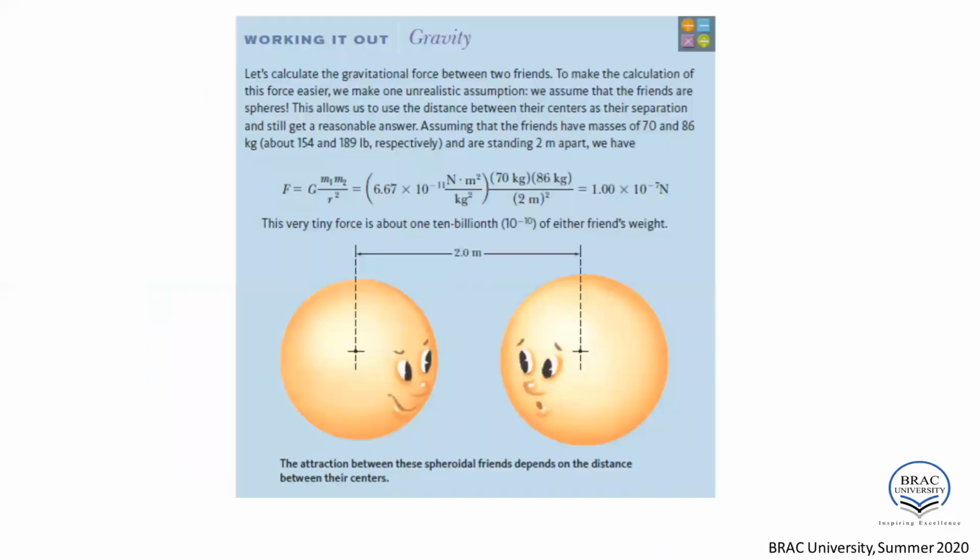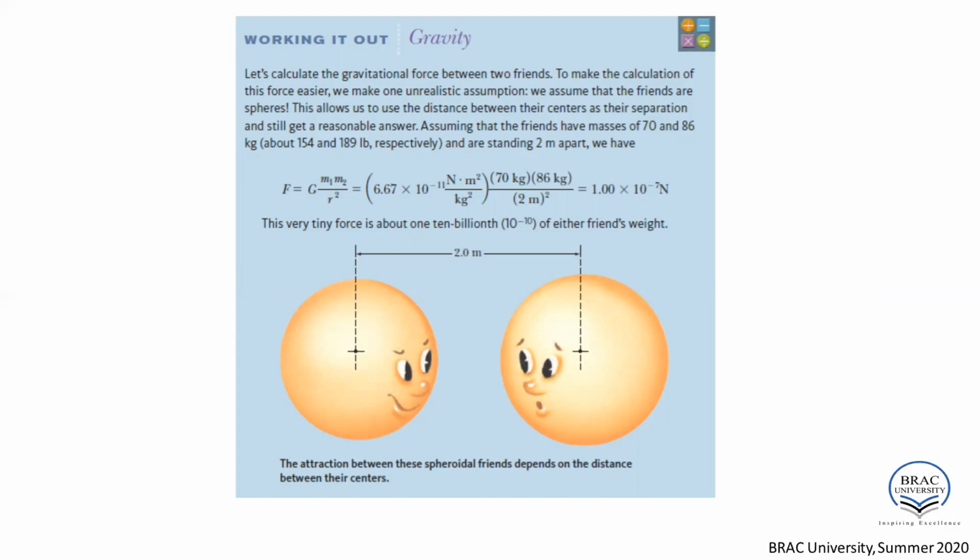Now let's solve a problem related to this topic. Two friends are separated by a distance of 2 meters, and the mass of one friend is 70 kg and the other friend is 86 kg. From this information, just calculate the force between these two objects. Okay, so here we can easily calculate the force between these two friends.